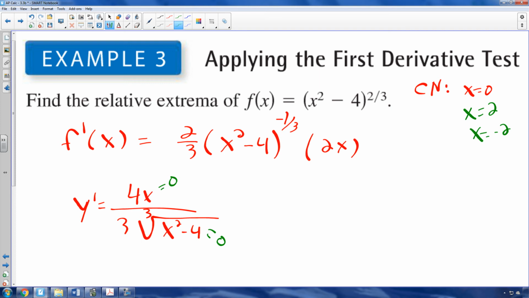Your original function here has a domain of all real numbers. It looks like it's okay, but sometimes that's not the case. So watch out. Like if it's a square root, it doesn't go for all real numbers. If it's a log, it doesn't go for all real numbers.